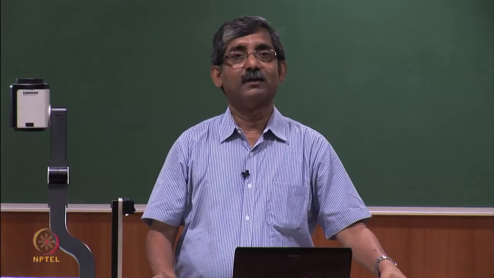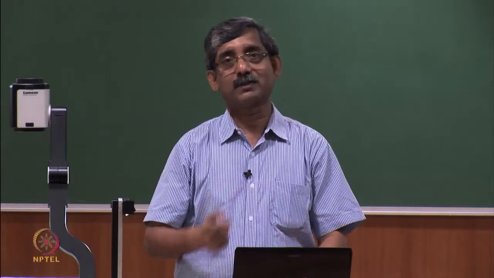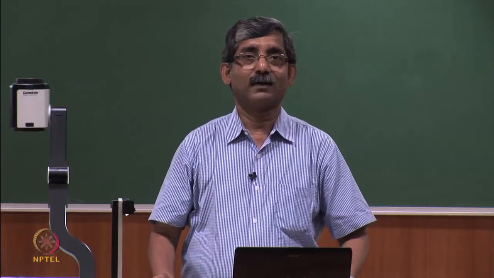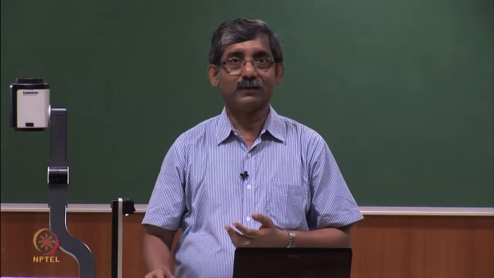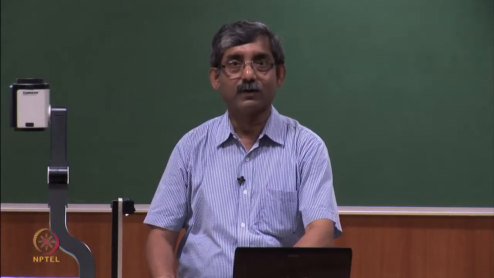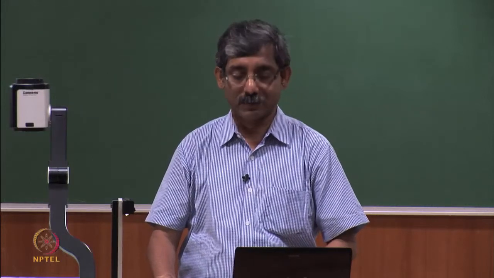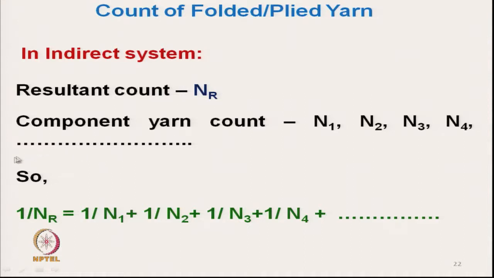We have also seen the relationship between one counting system and another system. Also, we have discussed how to get the resultant count for, say, the direct system and the indirect system. In the indirect system, the resultant count is calculated based on the reciprocal of the individual yarn counts.